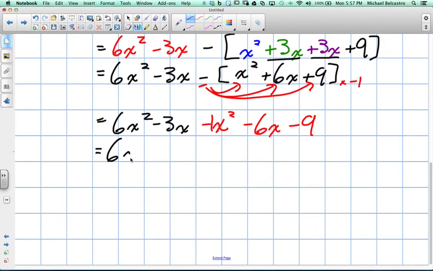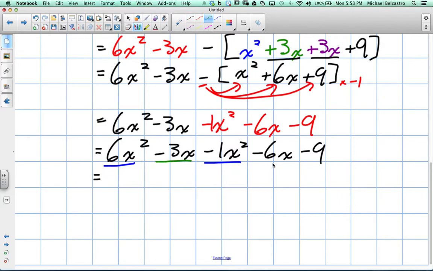I'm going to rewrite this in black so I can, again, look at collecting like terms. So you notice this is a more in-depth question. Negative 1x squared, negative 6x, minus 9. So, like terms: I look for anything that has x squared. I have 6x squared and negative 1x squared. So that's the first pairing I'm going to deal with. I also have negative 3x and negative 6x. Those are like terms. And negative 9 is by itself, so there's nothing to do there.